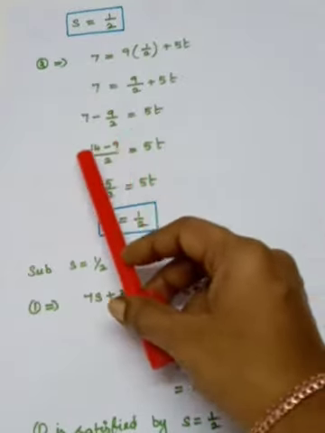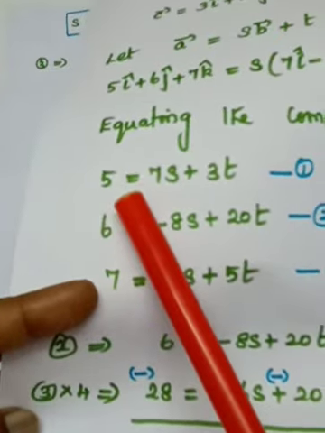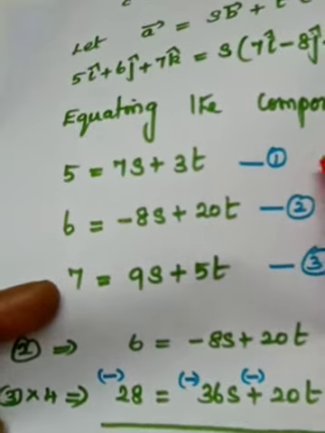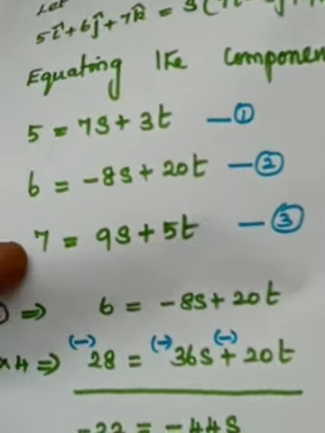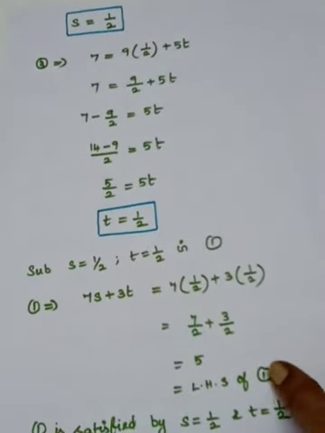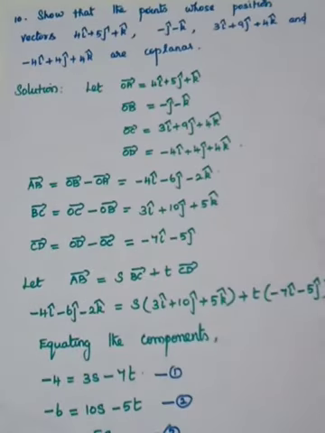So consider the right side, and if you substitute, your answer is 7 by 2 plus 3 by 2, that is 10 by 2. That is 10 by 2 is 5. You see the left side of 1. That is also 5. So therefore, this first equation is satisfied by substituting the values of s and t. So therefore, we can write one vector is a linear combination of the other two. So therefore, the three vectors are coplanar. Okay. So we'll come to problem number 10.